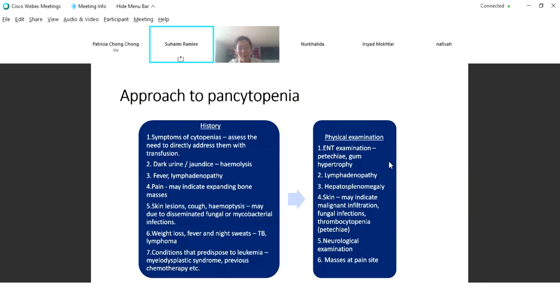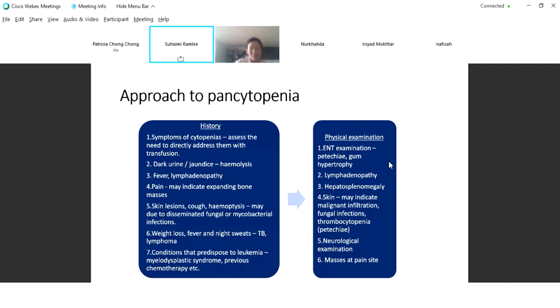In history, we can ask for symptoms of cytopenia, which like I mentioned just now. Is there any dark urine or jaundice, which might indicate hemolysis? Fever, lymphadenopathy, and bone pain, which may indicate bone marrow mass. Skin lesion, cough, hemoptysis, which can be due to disseminated fungal or mycobacterial infection. Weight loss, fever, and night sweats to rule out TB and lymphoma. And is there any condition that predisposes to leukemia, like myelodysplastic syndrome or previous chemotherapy.